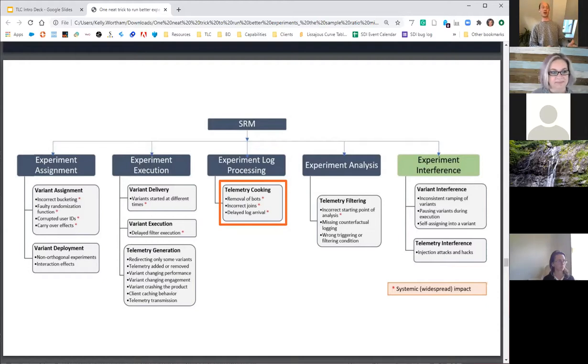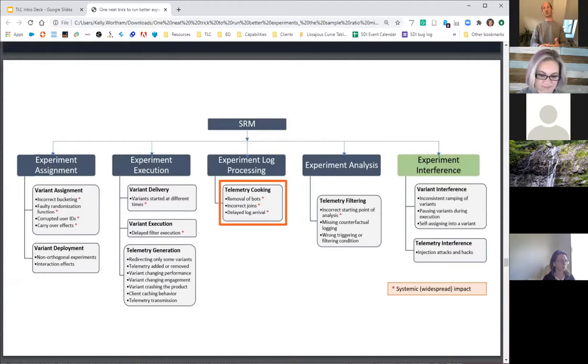For example, we are not bucketing or randomizing users correctly, or we're not running experiments in an orthogonal way, or there are interaction effects between experiments, or we have carryover effects between different experiments. So all of these could lead to SRM, might not necessarily, but could lead to SRM. Then the second category from the left is experiment execution.